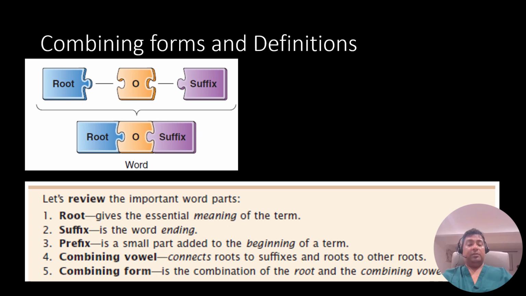Combining forms and definitions. The word root plus the combining vowel allows it to combine with the suffix. So here we see the root plus O allows it to combine with the suffix. Let's review. The root gives the essential meaning of the term. The suffix is the word ending. The prefix is a small part added to the beginning of a term. The combining vowel connects roots to suffixes and roots to other roots. The combining form is the combination of the root and the combining vowel.